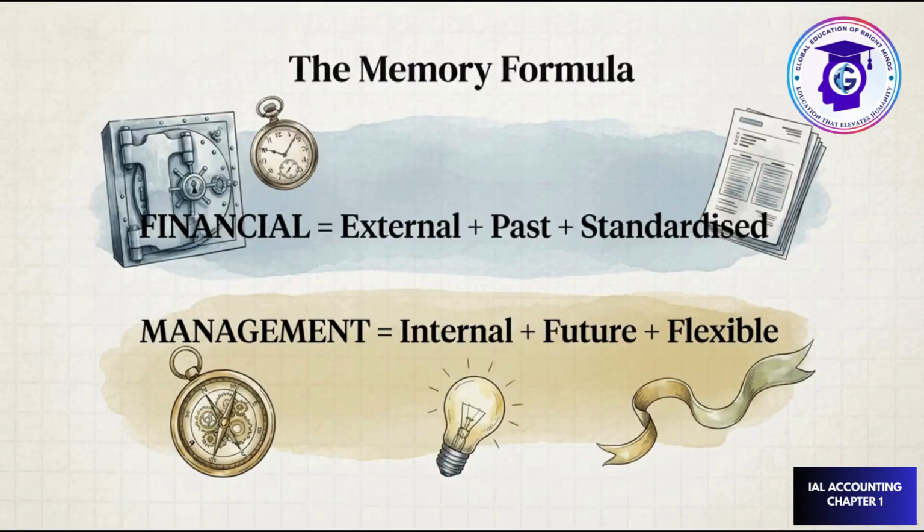To make absolutely sure you never confuse these 2 on an exam, I want to give you a tight visual formula to use as a memory hook. Literally, write this down in your brain. Financial equals external plus past plus standardized. Management equals internal plus future plus flexible. If you lock in these 2 formulas, you are going to instantly recognize which type of accounting you're dealing with in any test scenario.